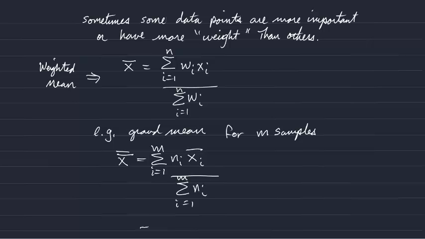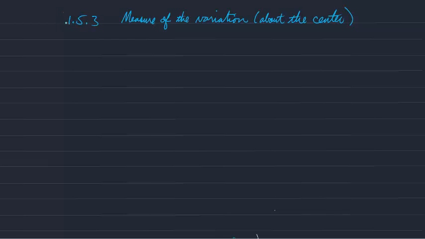So now that we've talked about how to measure the center value of a given population or sample, let's talk about another property. And this property is a measure of the variation of a population or a sample about the center. And this is section 1.5.3.